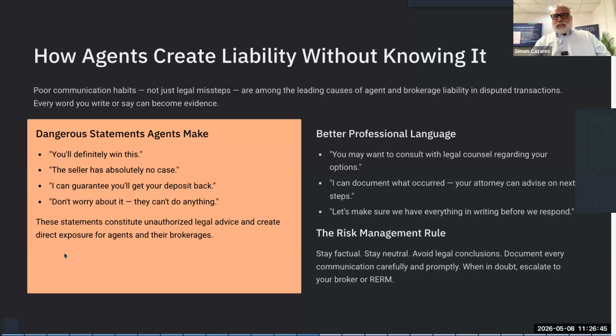Better professional language: you may want to consult with legal counsel regarding your options. I can document what occurred. Your attorney can advise on next steps. Let's make sure we have everything in writing before we respond. The risk management rule: stay factual, stay neutral, avoid legal conclusions, and document every communication carefully and promptly. When in doubt, escalate it to your broker or RERN.